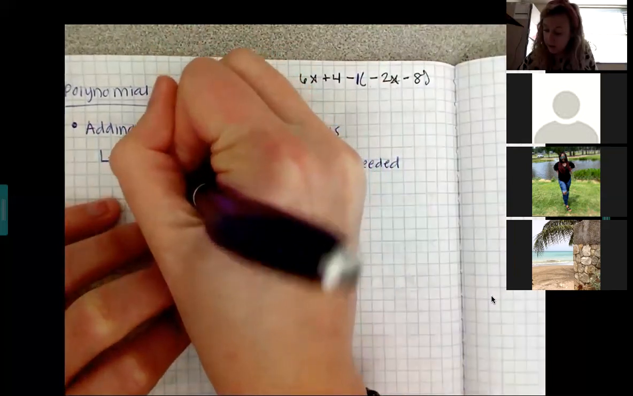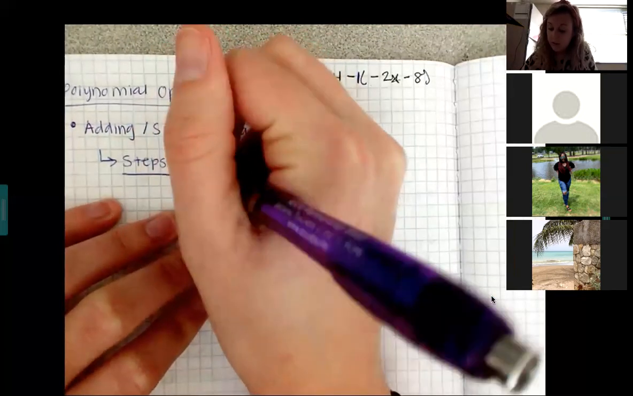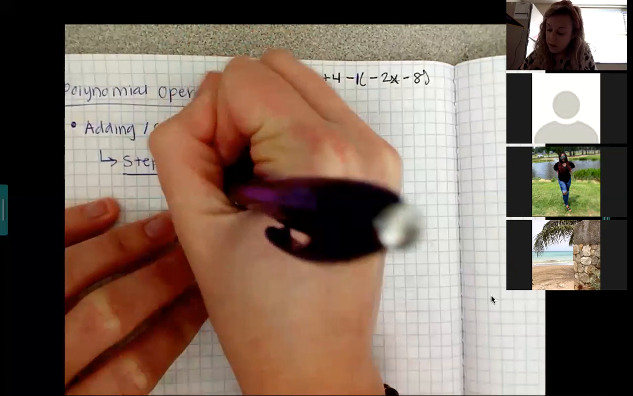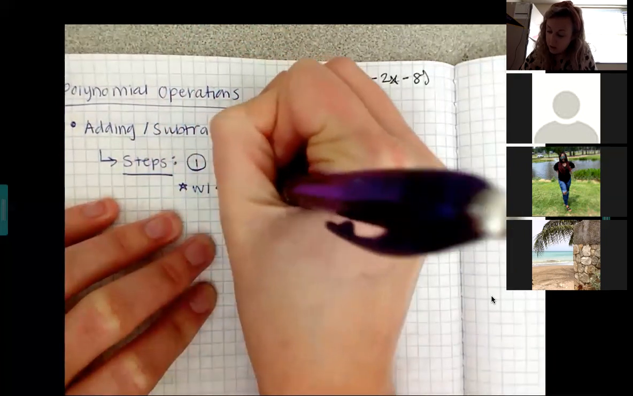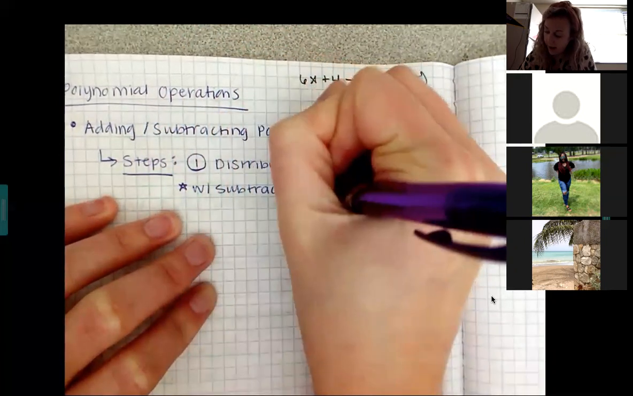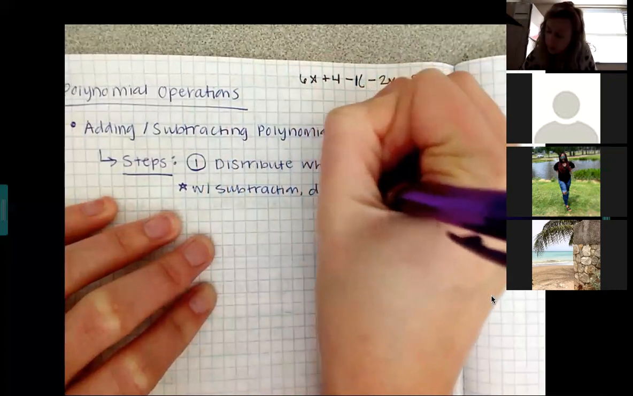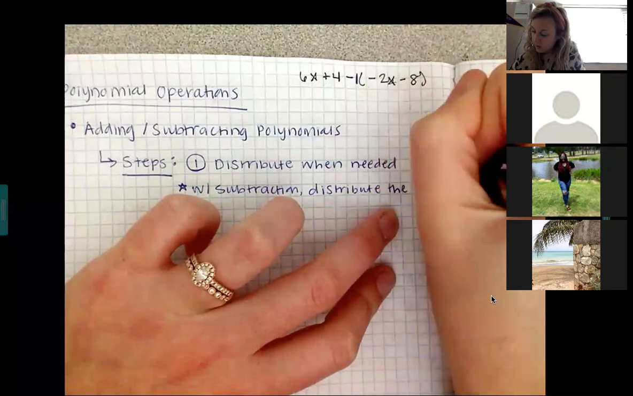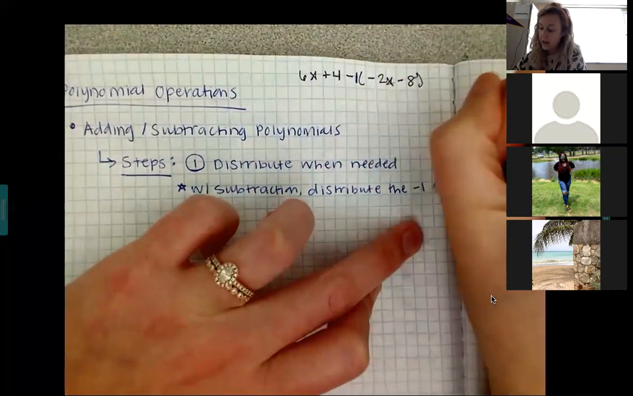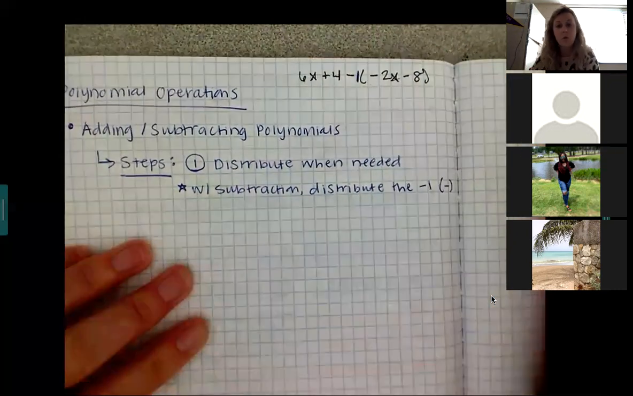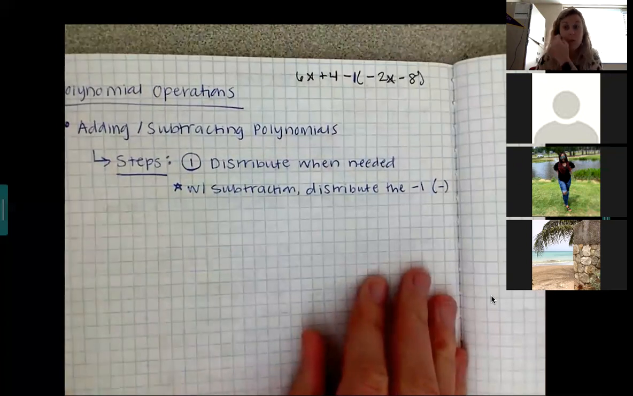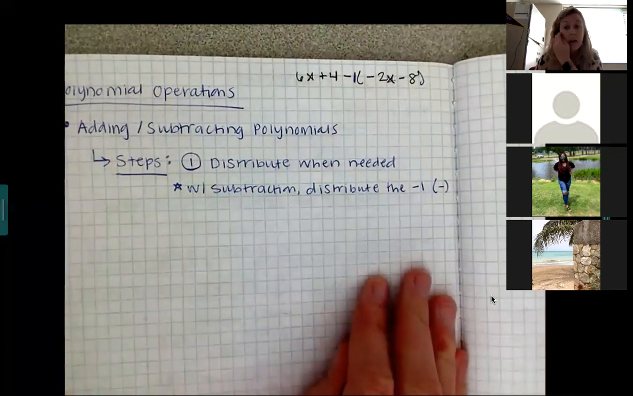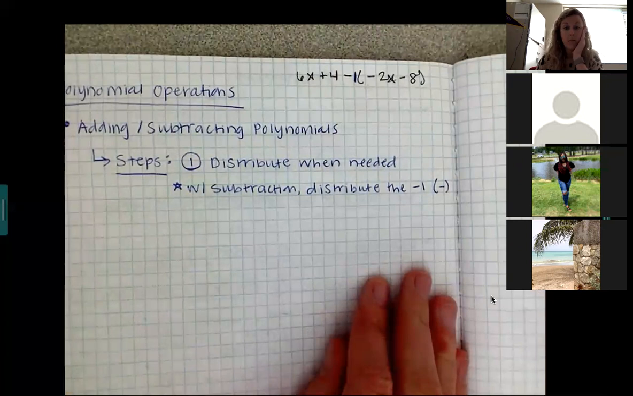I'm going to write that down right here so that you guys have it written for those of you that want it. So with subtraction, you're going to have to distribute the -1. Or just the negative sign if you had a teacher in middle school who taught you just when you distribute a negative to flip all the signs, I'm okay with that too. But you're going to have to distribute that negative sign, otherwise you're not truly subtracting.